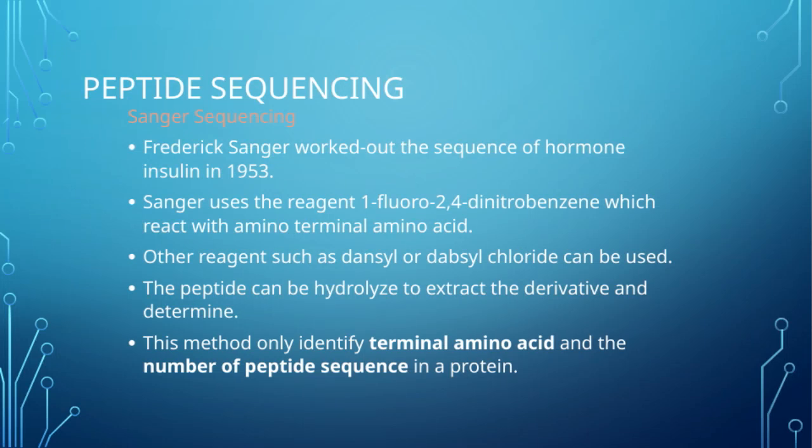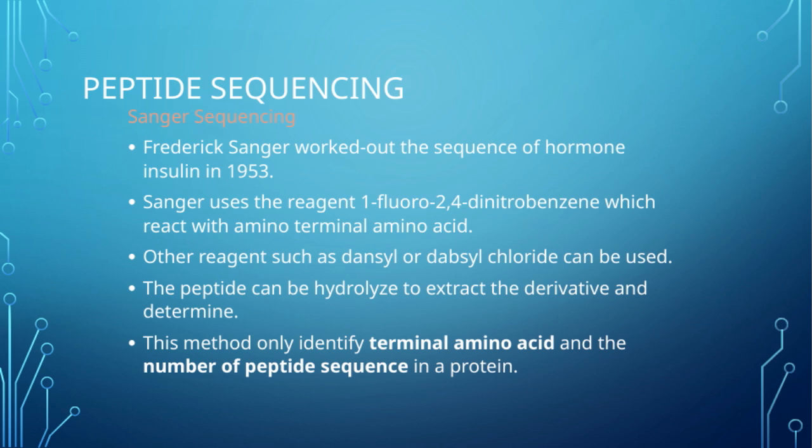In 1953, Frederick Sanger made a breakthrough by determining the sequence of the hormone insulin. This was a landmark achievement in the field of molecular biology. Sanger used a specific reagent called 1-fluoro-2,4-dinitrobenzene, which reacts with the amino group at the amino terminus of the peptide. This reaction allows us to identify the terminal amino acid of the peptide chain.